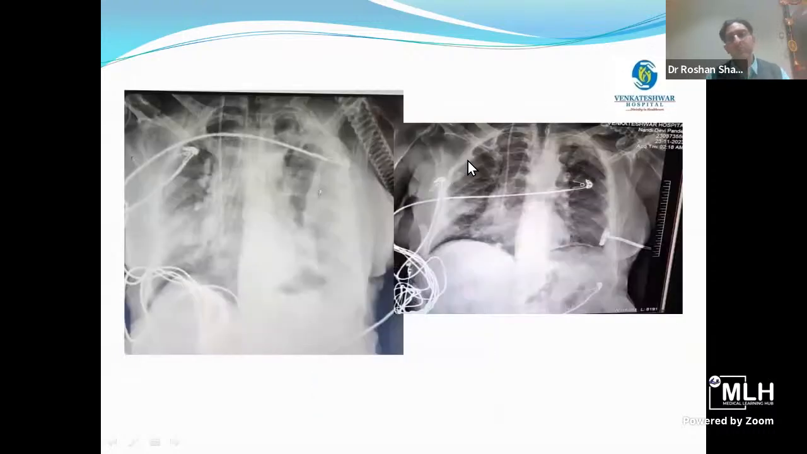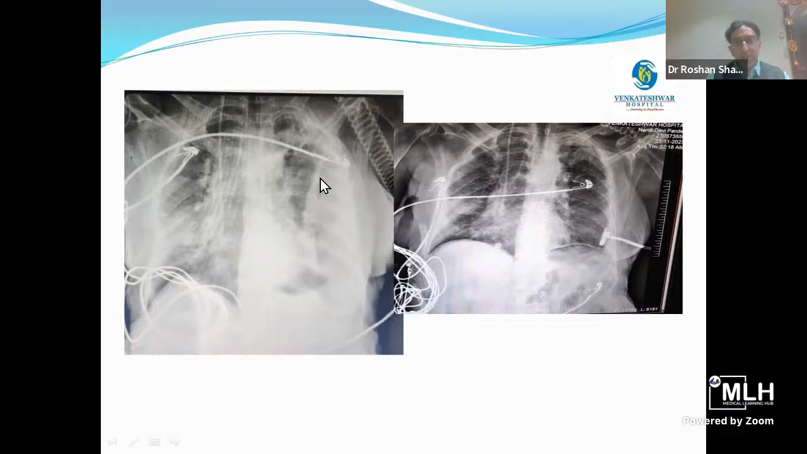Now coming to pigtail placement. I'm just showing a case. It's a small procedure, but it helps a lot to the patient. This patient came to us with a large hydropneumothorax, and oxygen saturation was falling. Then we were called to the ICU in an emergency situation.